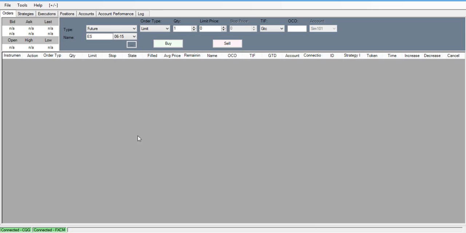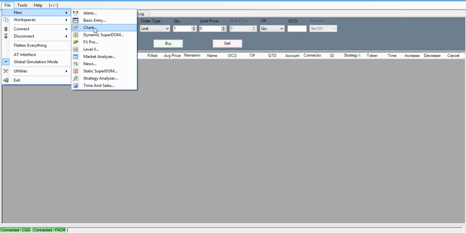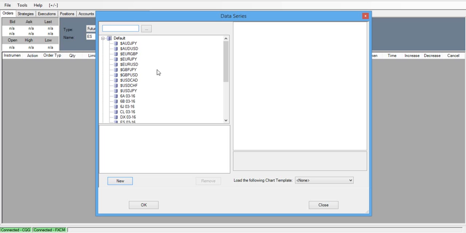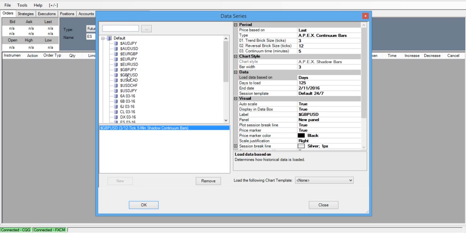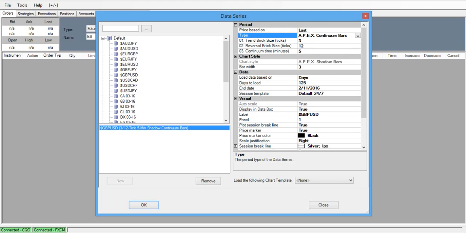Okay, once you've installed NinjaTrader and you have the Apex toolkit, it's very simple. You'll just go up here to File and click New, go to New Chart. Let's just say, for example, that you want to trade the pound dollar. Okay, right here under Type, here's where you select the different bars. Okay, and you want to select Apex Continuum bars. And since this is a Forex pair, what we use is 3, 12, and 60. Okay, so you've selected pound dollar, you've selected your bar type.